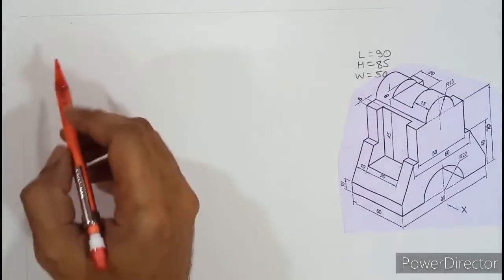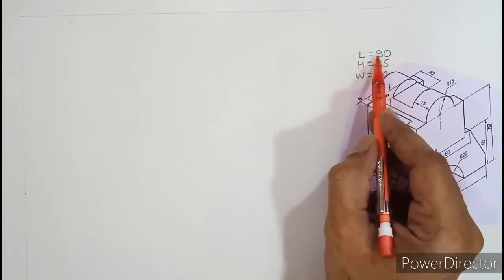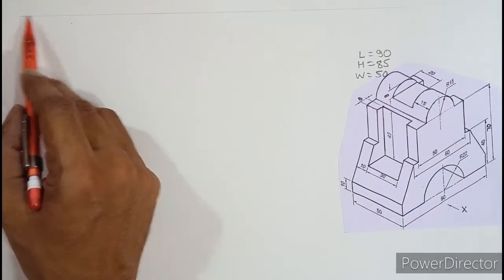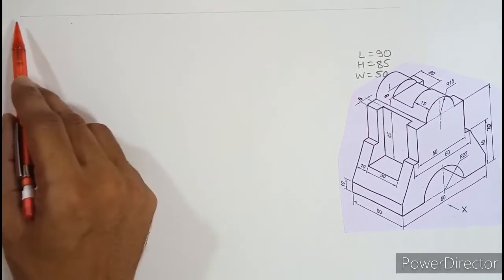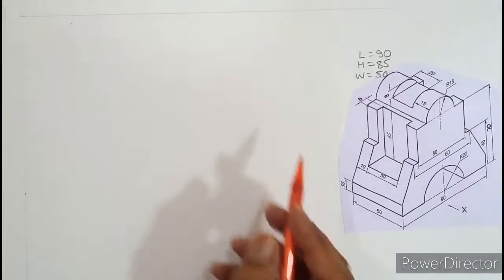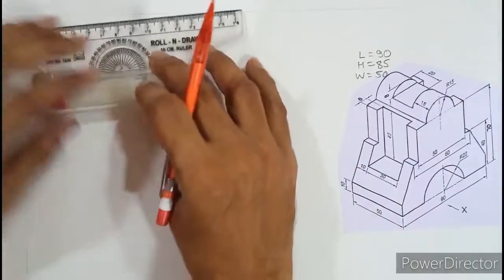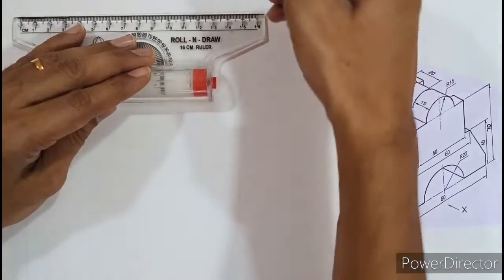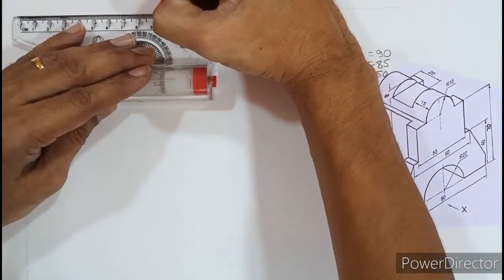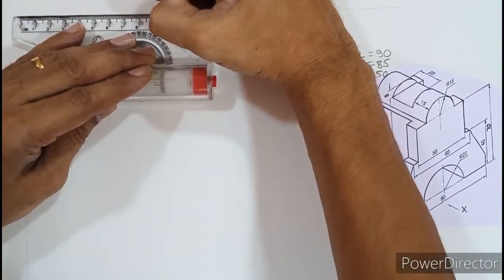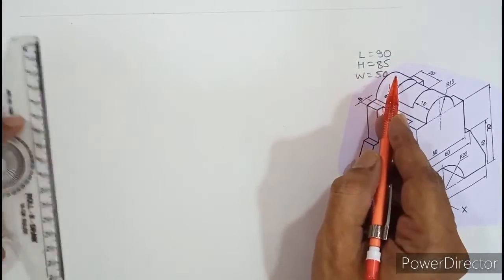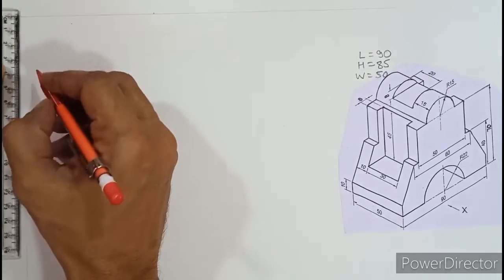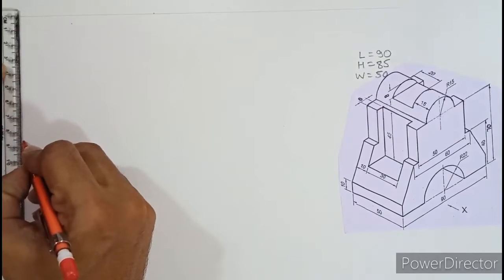Now length of the object is 90. So I need to reserve space for my front view diagram. And front view means you can see two parameters, length and height. So length is how much? 90. Let me mark 90 either by a scale or by rule and draw. I'll mark 90 over here. And height is 85. So from here I will mark height as 85.